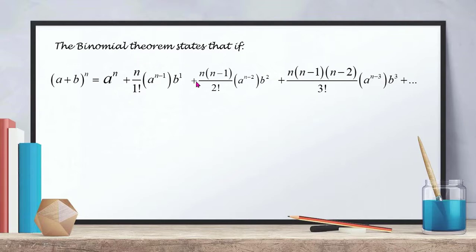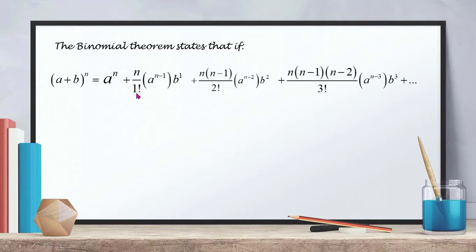We had n minus 1 here, and then we've reduced n further by 2, and we've divided everything here by 3 factorial. And then our a, the first term, we subtract n by 3, and b we raise it to power 3. Okay, now this is just a pattern.